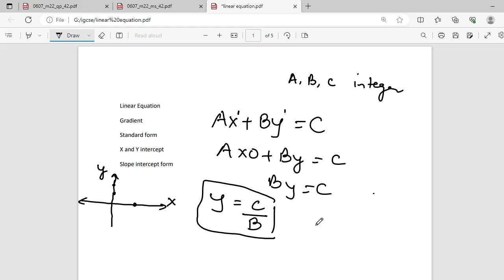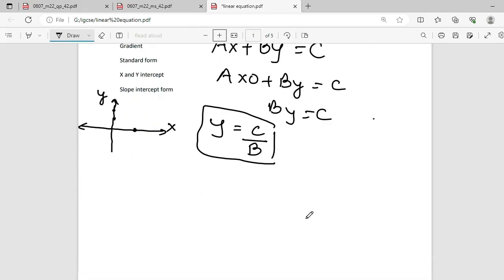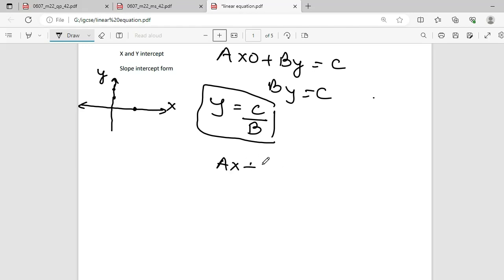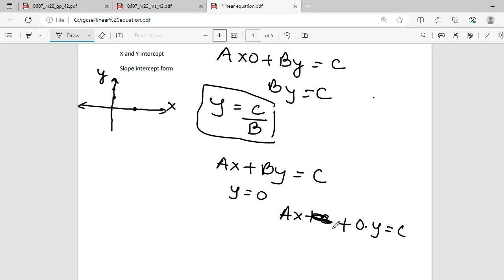If I have to identify the x-intercept, then in that scenario we have to put the value of y equal to 0 in the given equation. So our equation is ax plus by is equal to c. If I put the value of y equal to 0, then we get ax plus 0 into y is equal to c. So ax is equal to c and x is equal to c upon a. This is how we can get the x-intercept. So the x-intercept is the value of x when y is equal to 0, or the place where the graph crosses the x-axis.